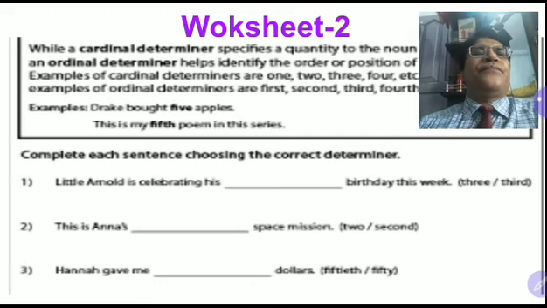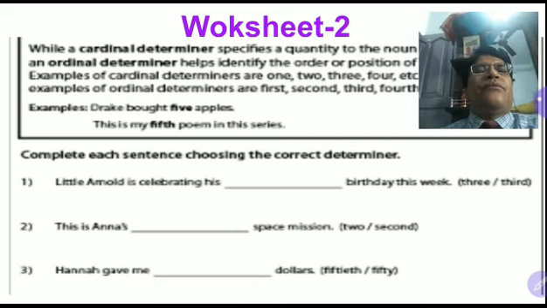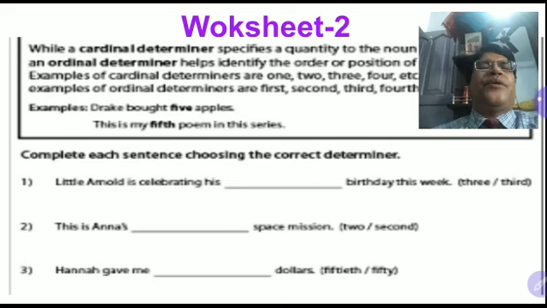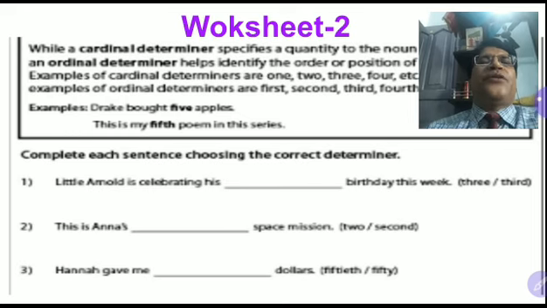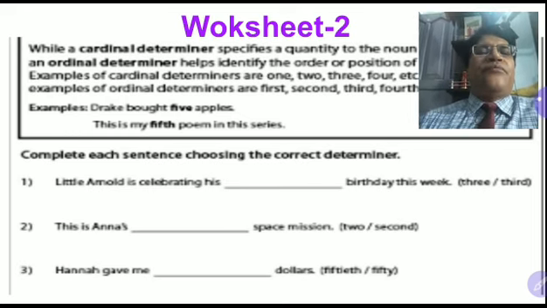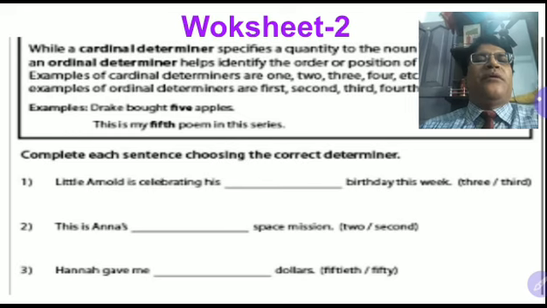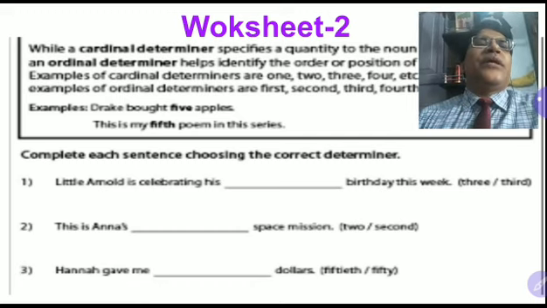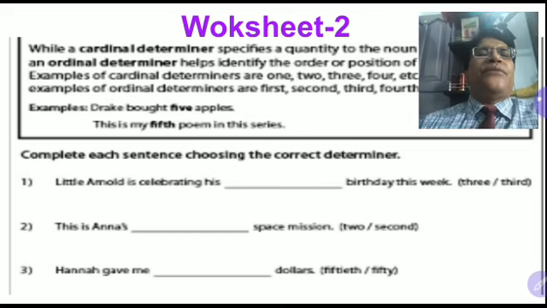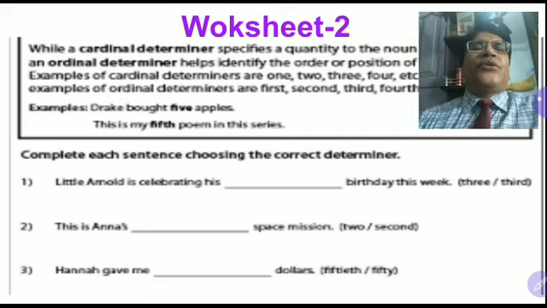Now third one, Hannah gave me $50. 50th is not possible here. 50th means only the $1 which comes in the 50th number while you count from 1 to 100. And Hannah gave me $50 means you got from 1 to 50 the whole amount. That's why there is a lot of difference between 50th and 50. Must be very careful in use of these terms.